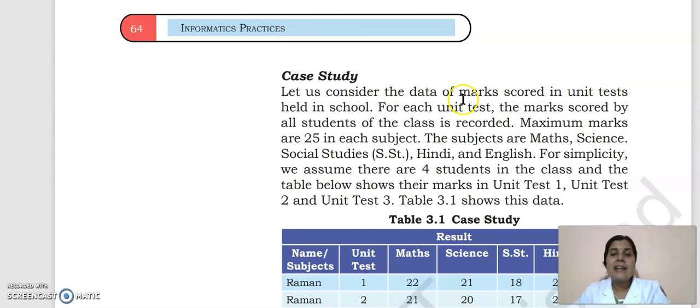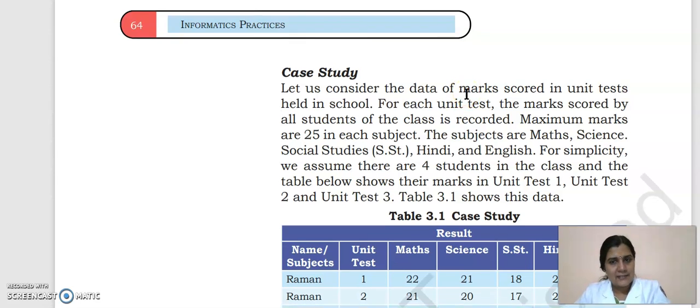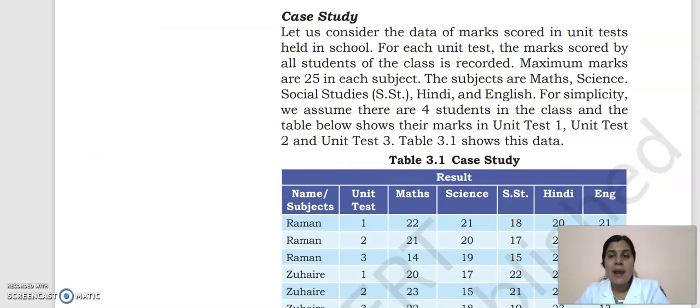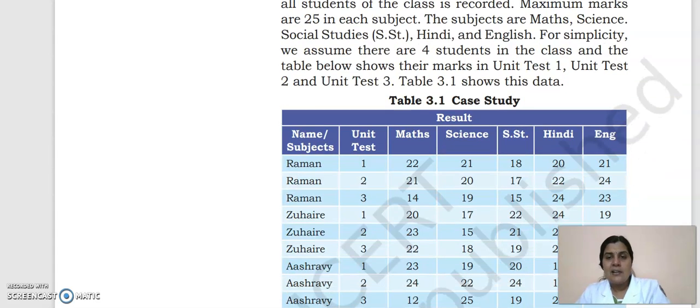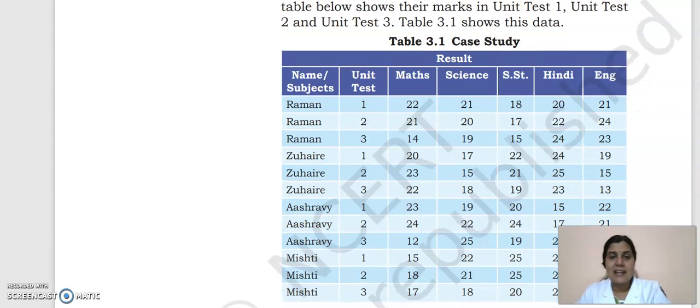In this, data of marks stored in unit tests held in school. For each unit test, the marks scored by all students of the class are recorded. So this is a database table of students. Maximum marks are 25. For each subject, maximum marks are 25. And the subjects are Math, Science, SST, Hindi and English. For simplicity, we are assuming that there are 4 students in the class and the table below shows their marks in unit test 1, unit test 2, unit test 3 and so on.